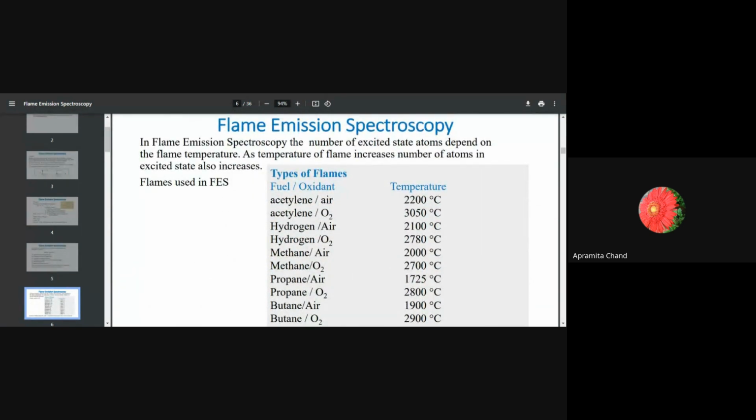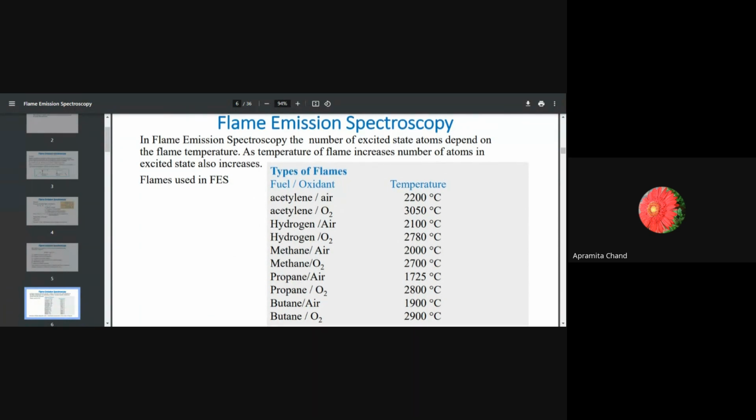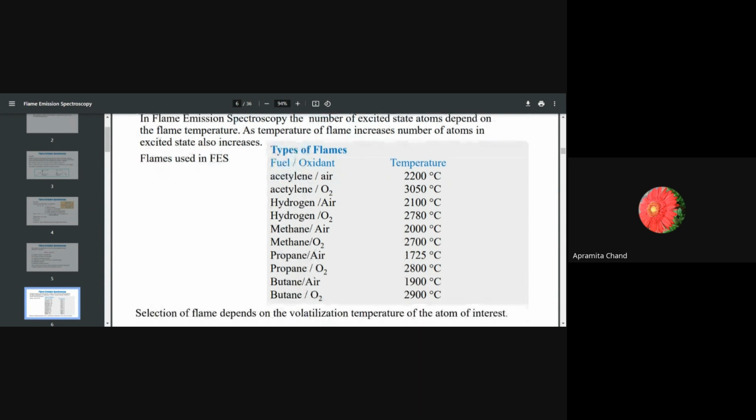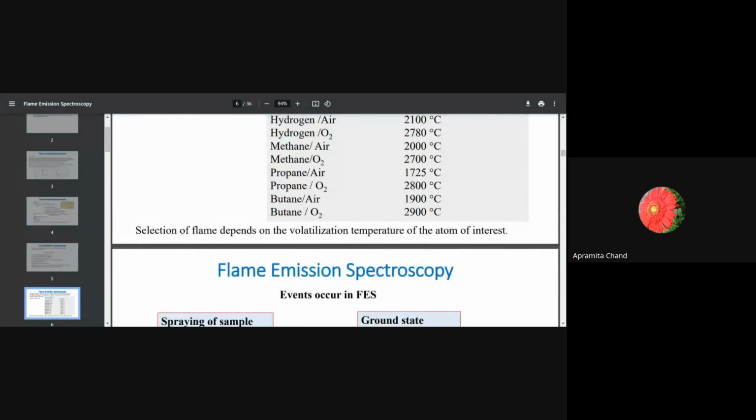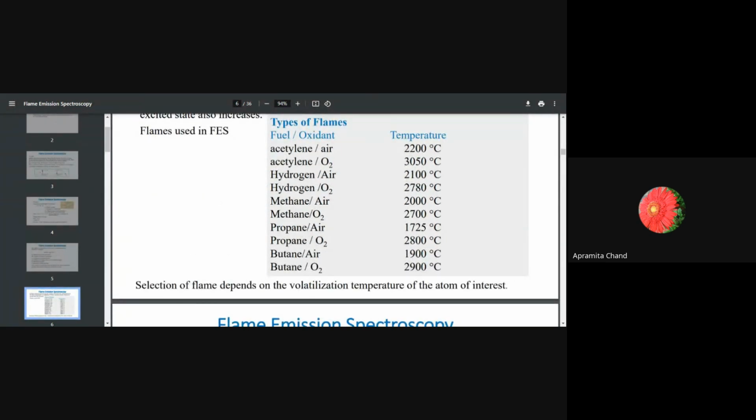Now we have seen the types of flames that have been used in AAS. Since the number of excited state atoms is dependent on the flame temperature, if we are increasing the flame temperature, the number of atoms in the excited state is also increasing. We had seen only a limited number of flames that can be used in AAS, and here we are finding out that in flame emission spectroscopy you can use more types and more combinations of flames. There we were using acetylene air, acetylene O2, acetylene N2O, and here we are able to use hydrogen air, oxygen, methane air, methane oxygen, propane air, propane oxygen, butane air, and butane oxygen combinations. This selection of the flame will depend on the volatilization temperature of the atom of interest, as we've already seen in AAS.